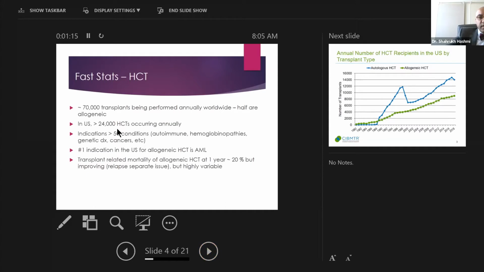In the United States, 24,000 transplants occur annually. We're treating more than 50 conditions with transplantation. The number one indication in the US for allogeneic transplantation is AML, although this is not the biggest indication for overall transplant, which is myeloma currently. Transplant-related mortality of allogeneic transplants has significantly improved to 20%, which is still the highest mortality of an elective procedure on earth, but it's come far down compared to earlier times.